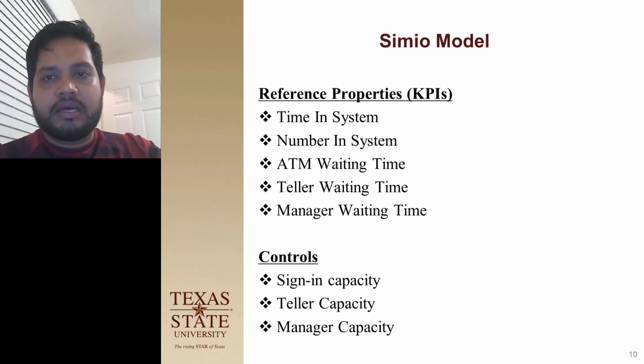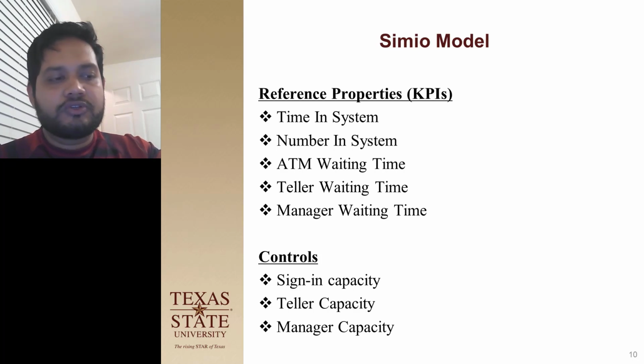And for this CMU model, the KPIs, I mean key performance reference parameters, are time in system, number in the system, ATM waiting time, teller waiting time, and manager waiting time. Reference properties are our key performance indicators. We will take the decision based on the 5 values. Thus, responses are defined in the experiment section.